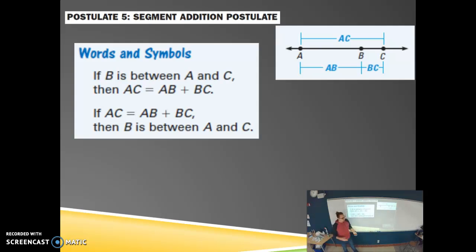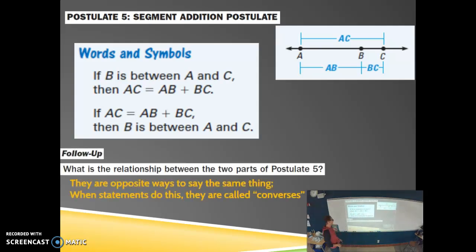If I have a ruler and I cut that ruler in half, the length of the entire ruler will be the length of the first half of the ruler plus the second half of the ruler, okay? And that's all we're saying here. It's nothing super complicated. The length of the whole segment is equal to the pieces added together. The second part is that AC is equal to AB plus BC, meaning that B is between A and C.